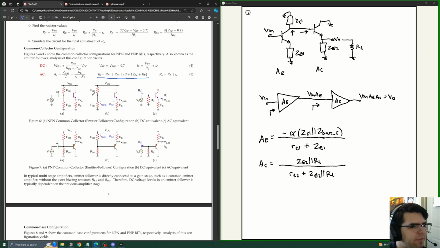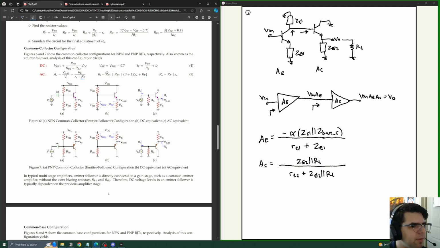But it's very common for this stage that RE is going to be very, very large, because what you notice about the gain equation is that it's actually just a voltage divider. It works just like a voltage divider, so because of this, the gain is low and the impedance is high, because we're going to make RE big, so all of the signal goes to the output. This gain is always going to be less than 1, but if RE is really, really big, then it's going to be about 1.